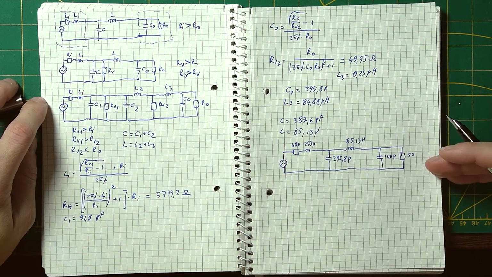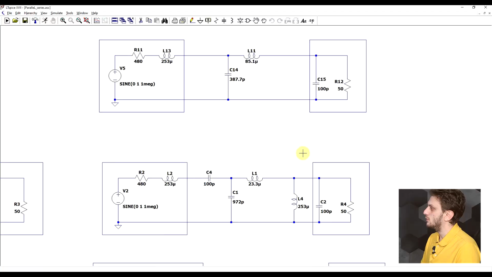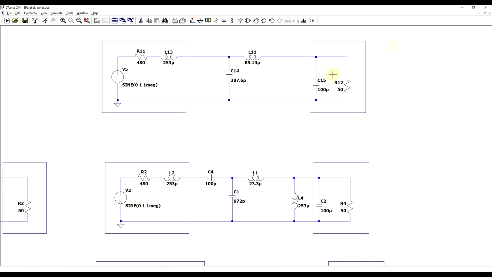Now let's see if this actually works. What I have here is the circuit that we've just calculated. We kept our input and output complex impedances and we added the two new components.